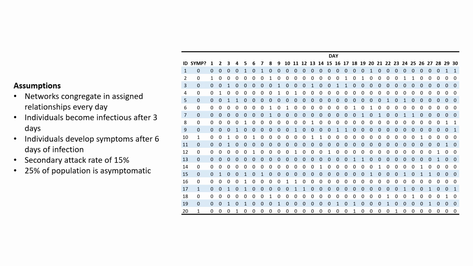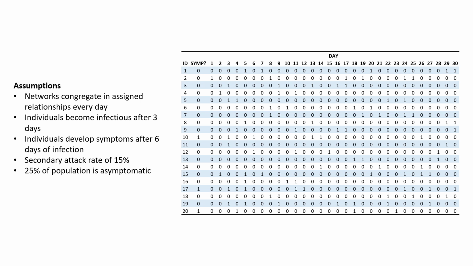Each of these ones indicate whether or not that person will become infected if they are exposed to the disease. Networks congregate in assigned relationships every day in this network. So if an individual goes to the bar, they go to the bar every day, and it's the same bartender at the bar every day. All families are connected to one another every day. And that is not necessarily true in the real world, but for the purpose of the simulation, we're really just trying to make things as easy as possible to show you what things look like.